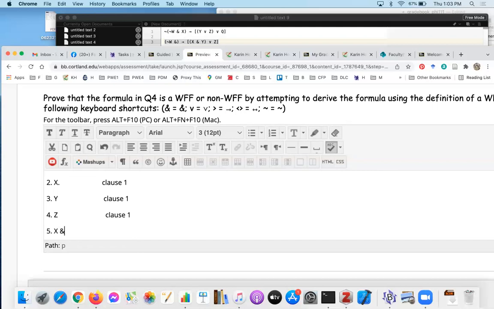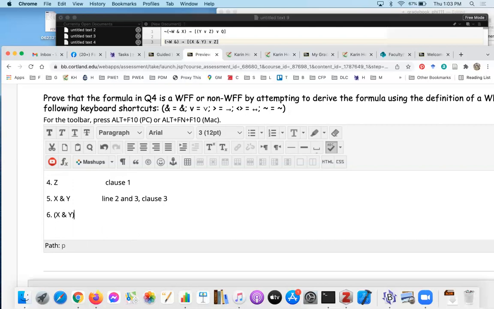X ampersand Y. We can do that no problem because X is a well-formed formula on line 2, and Y is one also on line 3. And then clause 3 says we can stick them together. Now we want to stick together the formula X and Y with the formula Z. Again, no problem because we have X and Y.